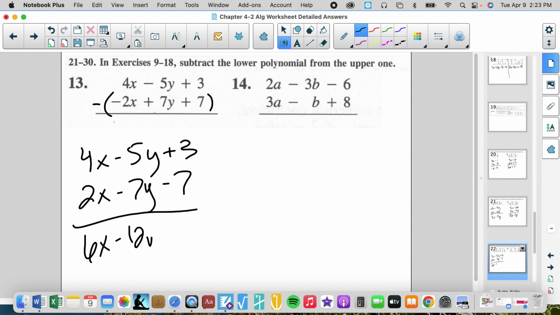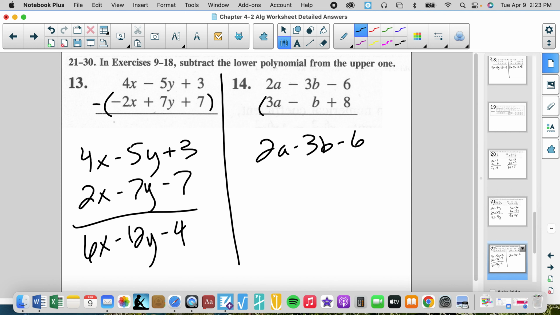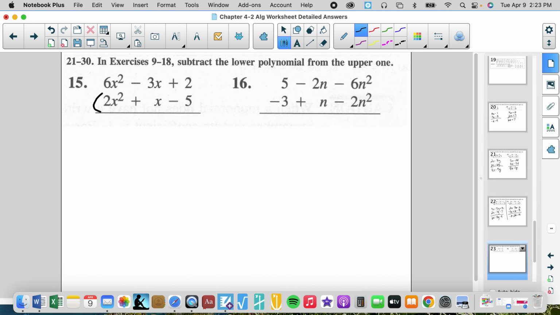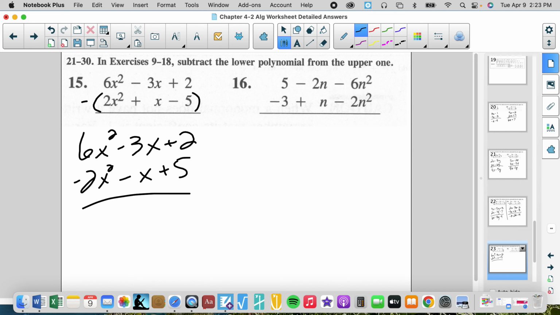6x minus 12y minus 4. That to me seems a whole lot easier, more concrete in the sense. So I can see it and I see what the solution is going to be. Right? Look how fast I can do that. 6x squared minus 3x plus 2 minus 2x squared minus x plus 5, and now it becomes addition because I distributed out that negative. And that gives me 4x squared minus 4x plus 7.